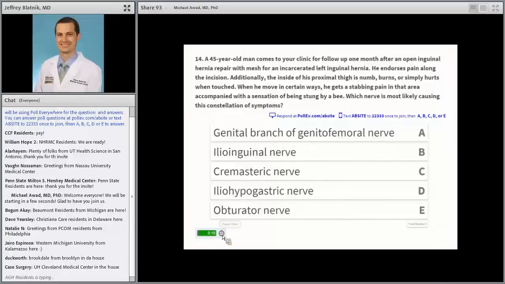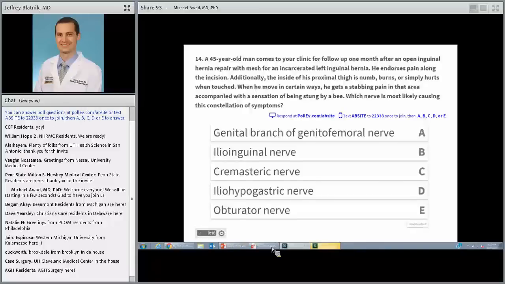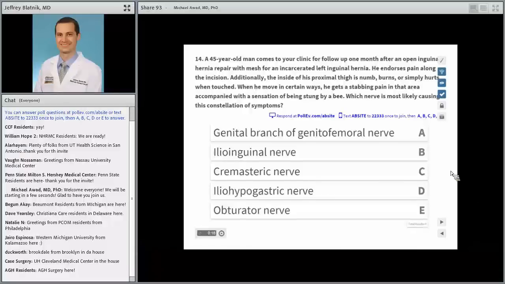Number 14, a 45-year-old man comes to your clinic for follow-up 1 month after an open inguinal hernia repair with mesh for an incarcerated left inguinal hernia. He endorses pain along the incision, and additionally the inside of his proximal thigh is numb, burns, or simply hurts when touched. When he moves in certain ways, he gets a stabbing pain in that area accompanied with a sensation of being stung by a bee. Which nerve is most likely causing this constellation of symptoms?